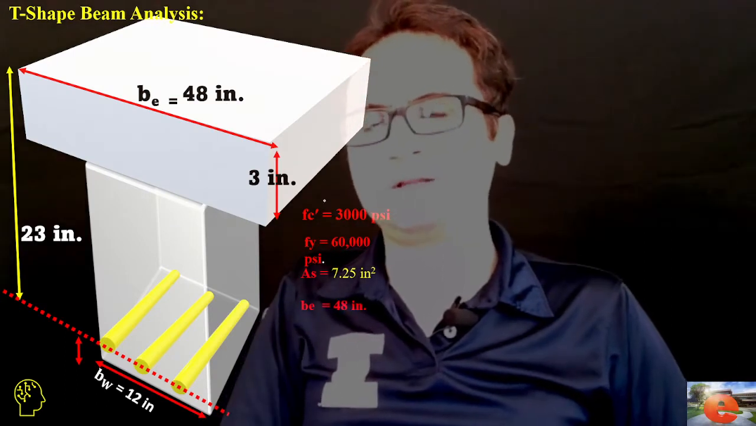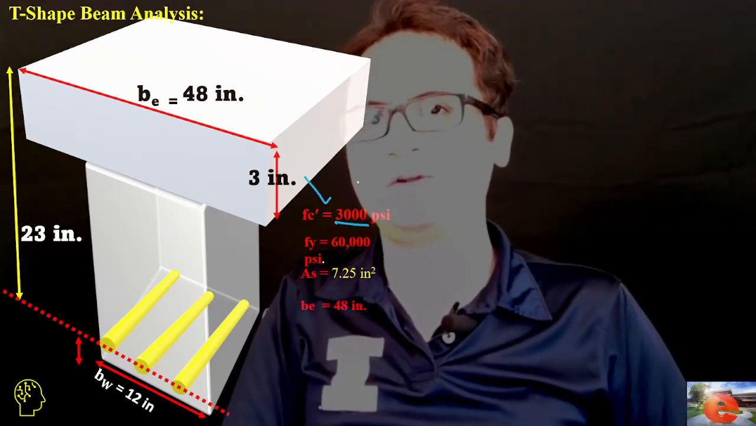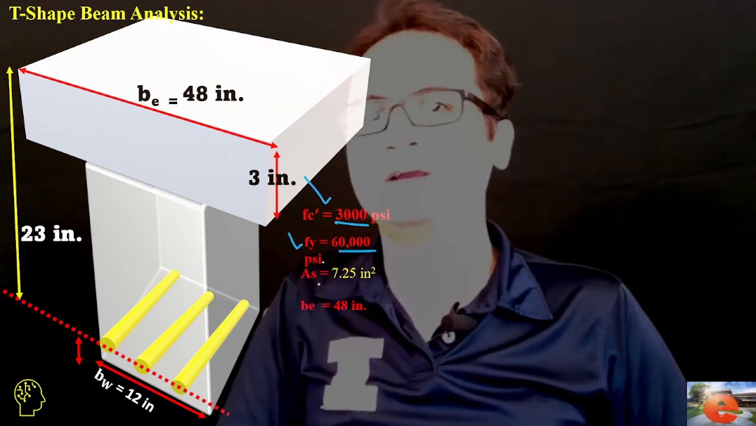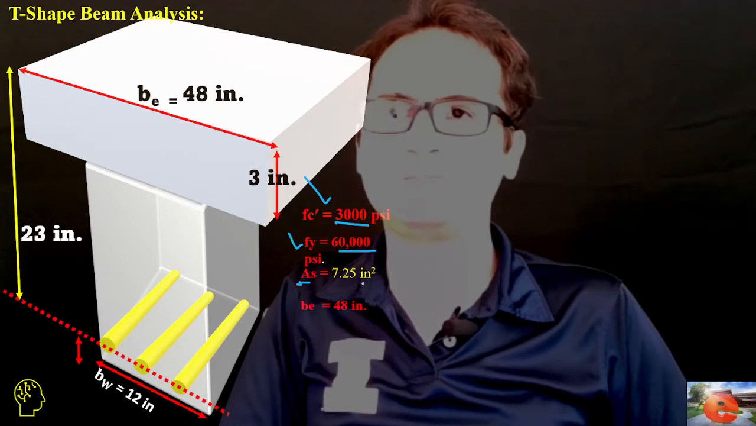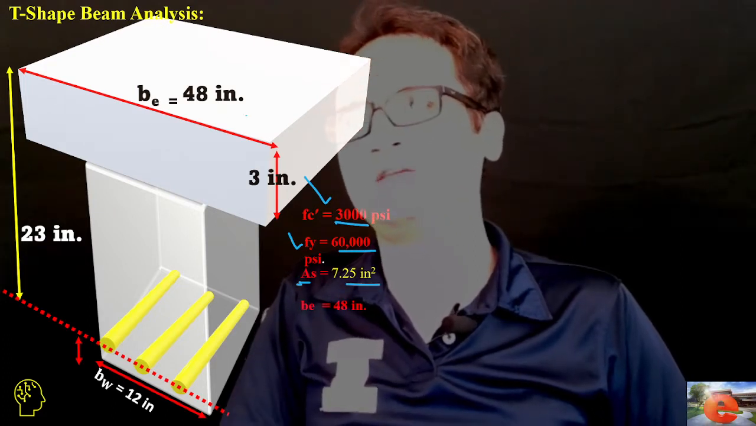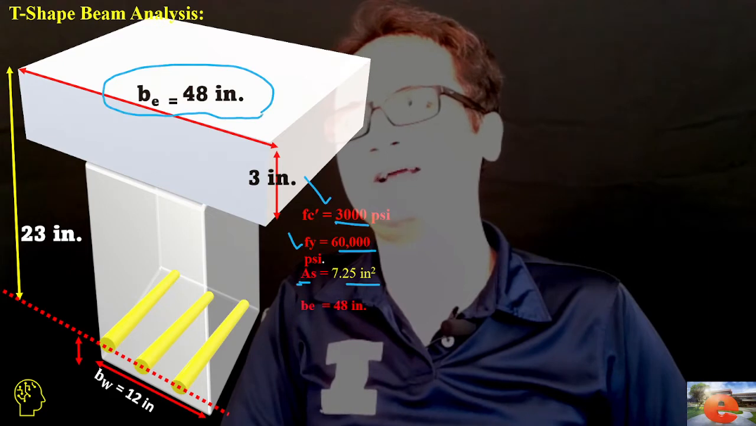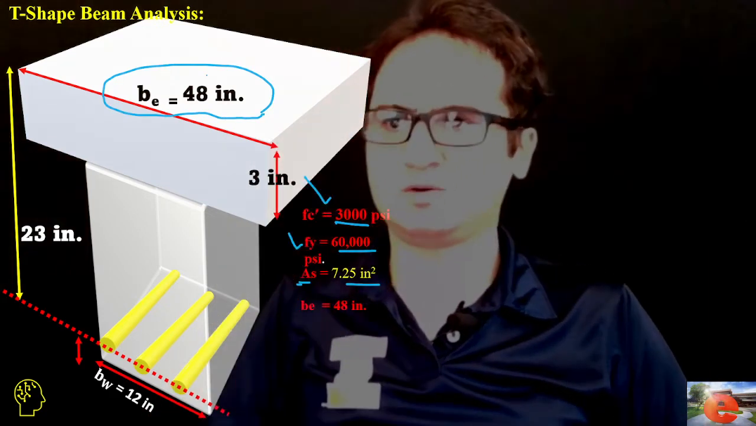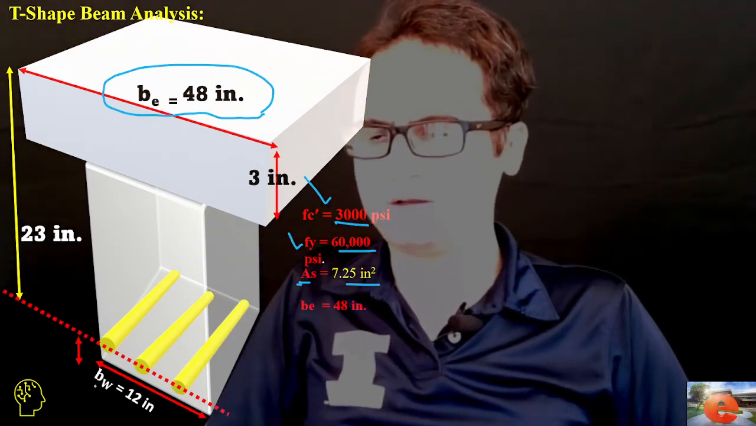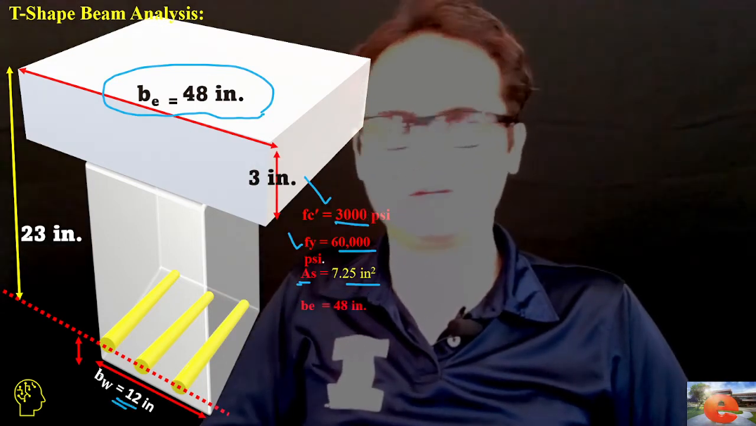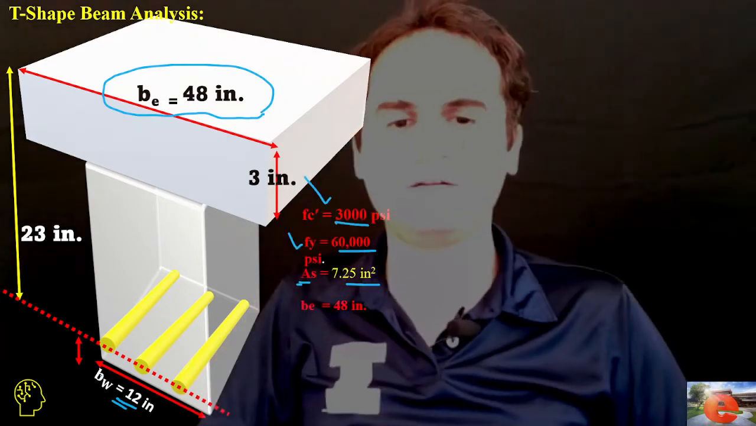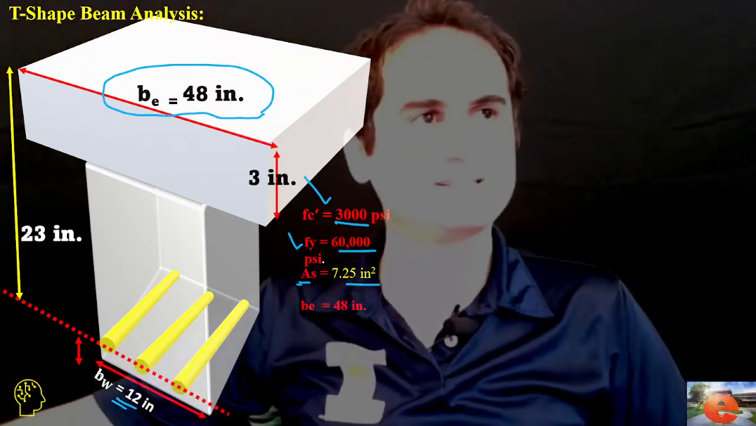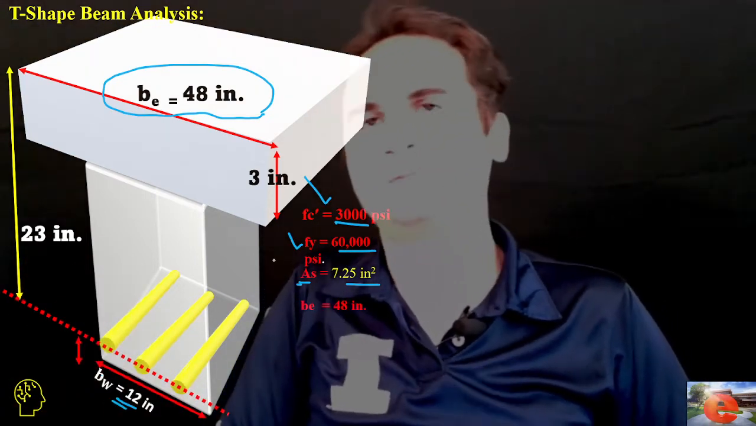So in this example, F prime C is provided to be 3000 psi, yield strength of steel is 60,000 psi, area of steel provided to be 7.25 inches squared, and effective width of flange is provided to be 48 inches. Also BW, the width of web, is 12 inches. These are the information we have to calculate the nominal moment capacity of the section.